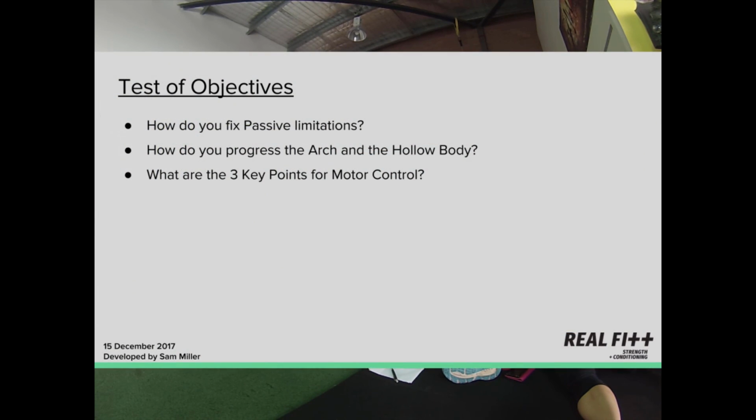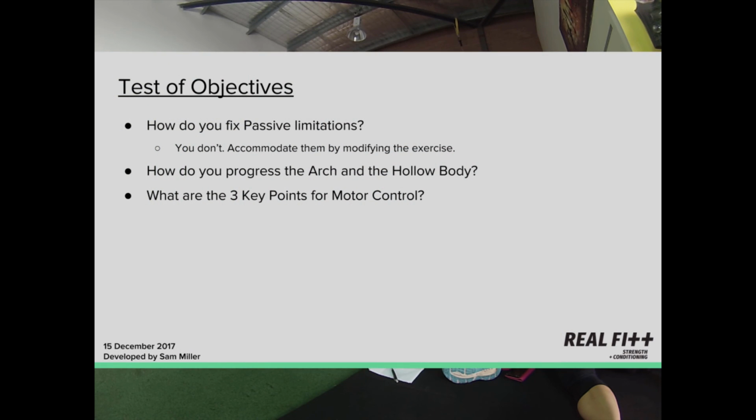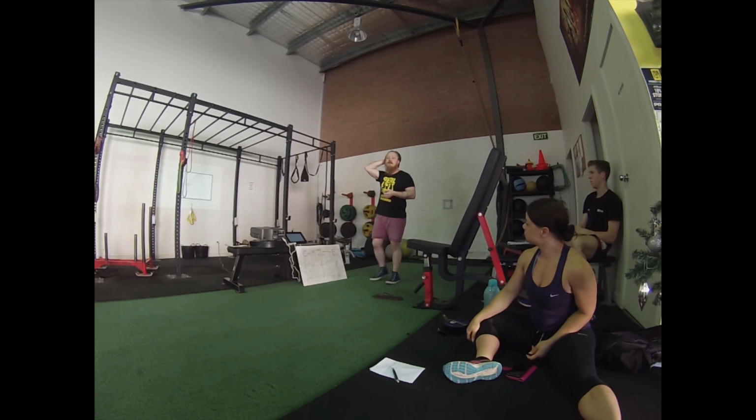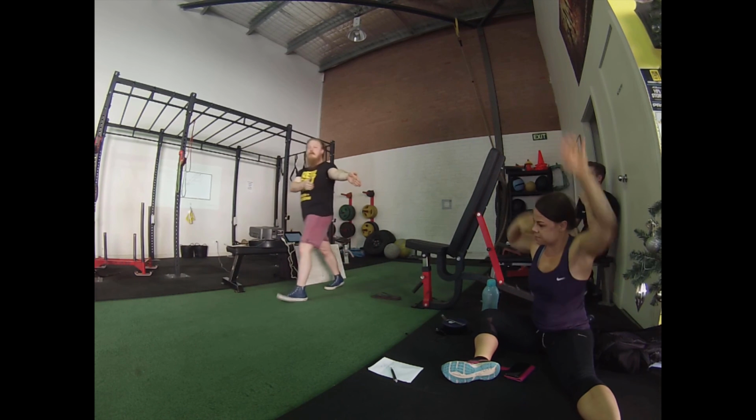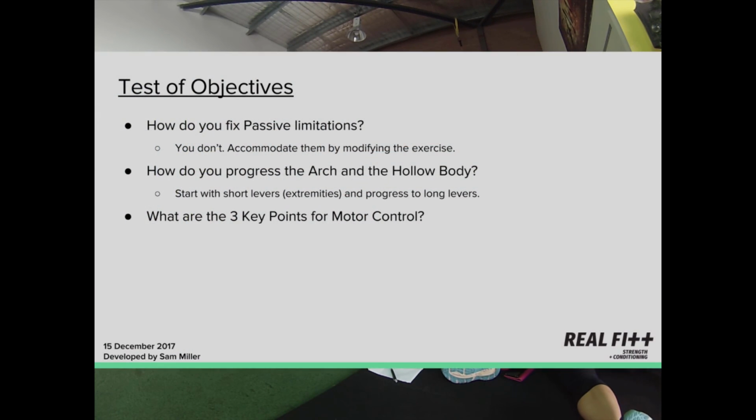Right, questions for you. How do you fix passive limitations? You don't. You accommodate them. So you modify your exercises. How do you progress the arch and the hollow body? Take your levers out longer. Start with short levers, get longer.